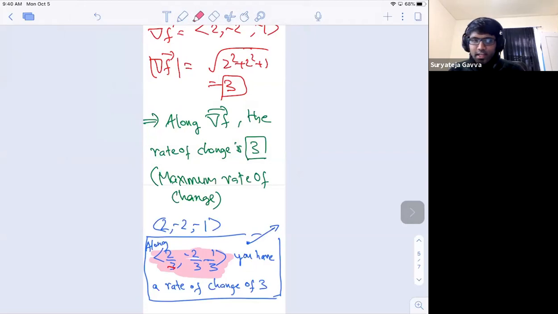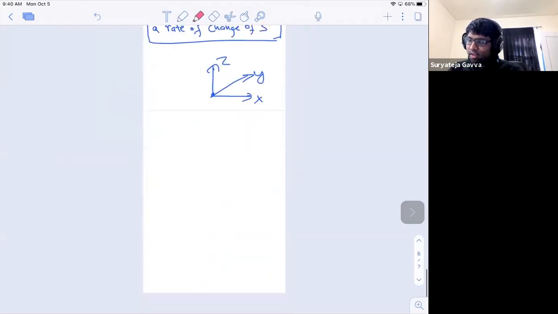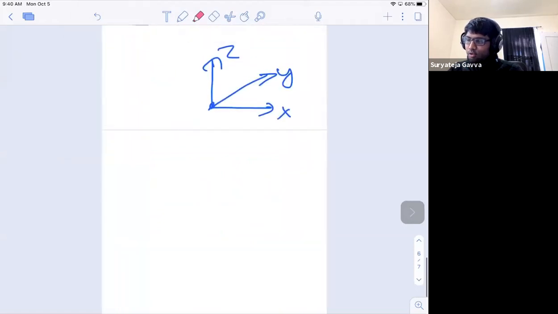So again, the gradient vector helps you to find, so it's some vector in the space. We don't know what it is. If you move along that vector, you'll get the maximum rate of change. So it is the direction in which you have to move so that you'll change the maximum. If you move along some other directions, the change won't be that much, right? So that's the physical significance of gradient.